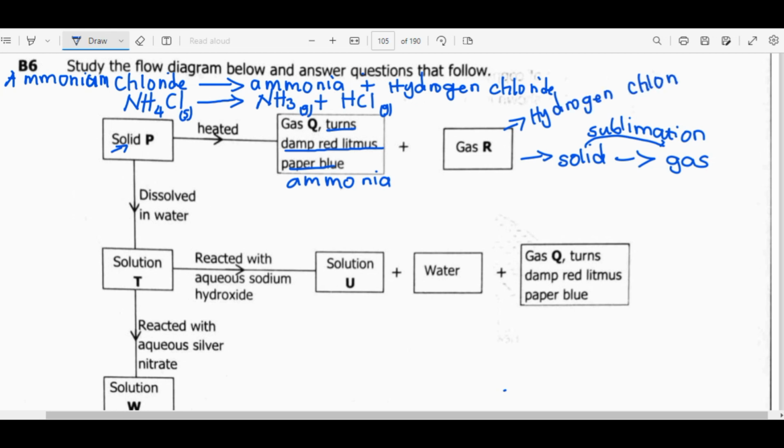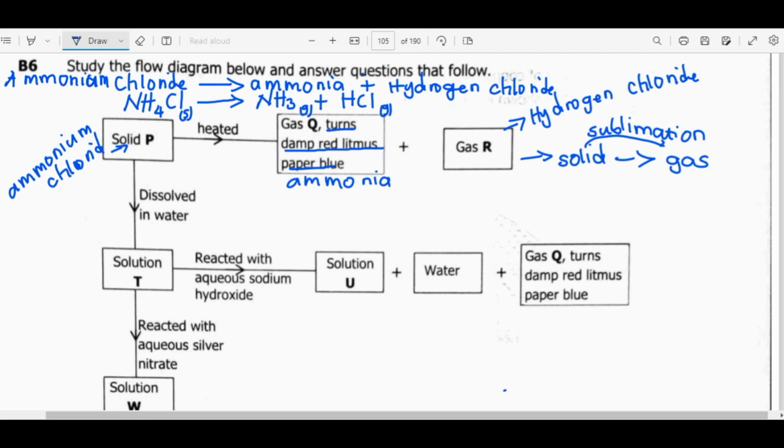It's very important, if you are looking at sublimation, you also have to look at the examples of those substances that can undergo sublimation, because sometimes you may need to use sublimation to identify a substance. For instance, here the principle of sublimation helped us to identify this solid P. So solid P, we are saying, is ammonium chloride. Okay, so we are done with the first part.